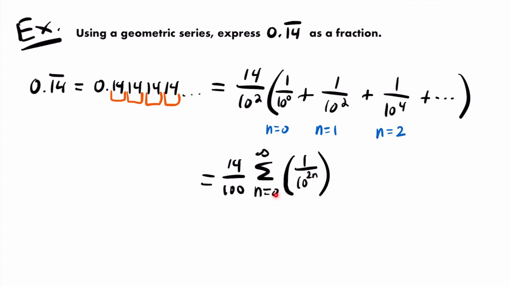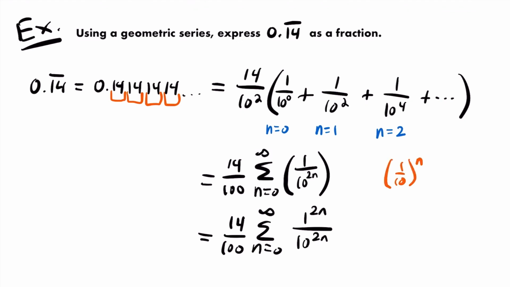All right, and so now we have our geometric series, but we can rewrite this a little bit. Let me show you what I mean. This will be equal to 14 divided by 100 times the sum from n equals 0 to infinity of 1 to the power of 2n divided by 10 to the power of 2n. This goes back to what we've been doing in previous examples. Remember that I said that 1 divided by 10 to the power of n is equal to 1 to the power of n divided by 10 to the power of n, which is just equal to 1 divided by 10 to the power of n, because 1 to the power of n is just going to be 1 as long as n is finite. And so you can rewrite it in either of these forms.